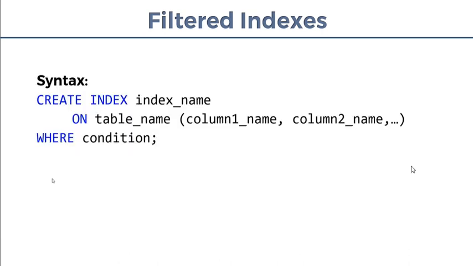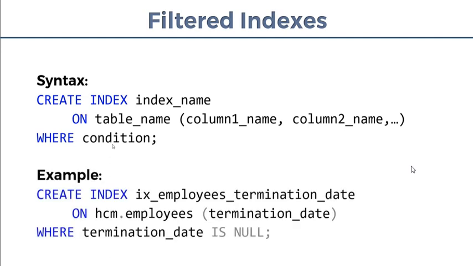See, you can give CREATE INDEX name ON table columns WHERE condition. Based on the where condition, it is called a filtered index. Just an example: termination date is null. Here the index is created where termination date is null, so it will give the rows where the termination date is null.